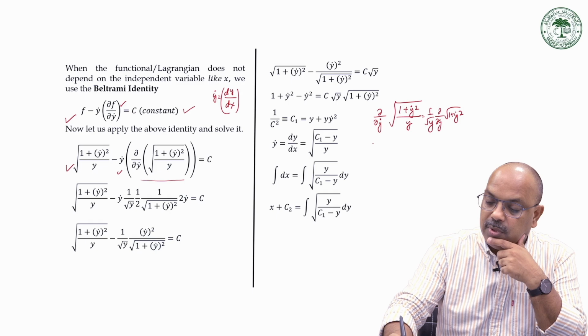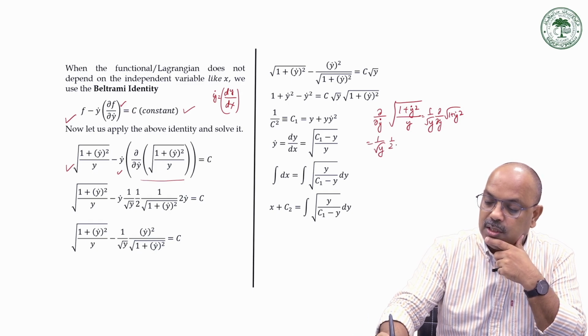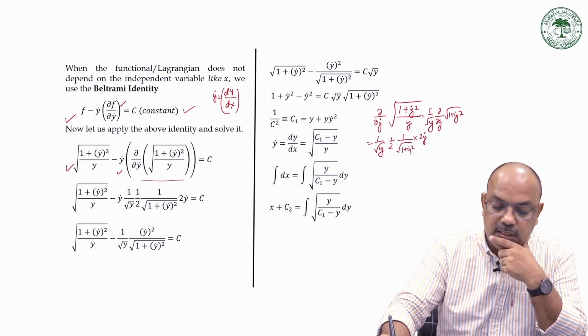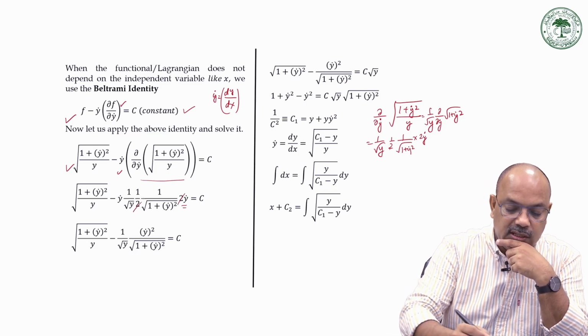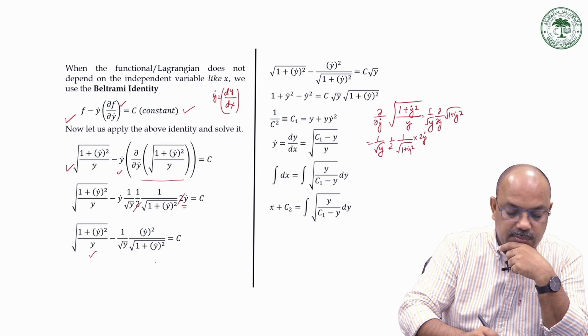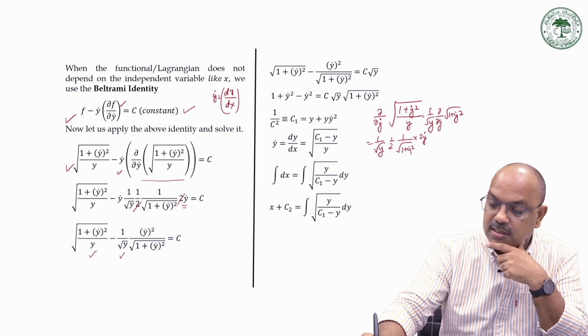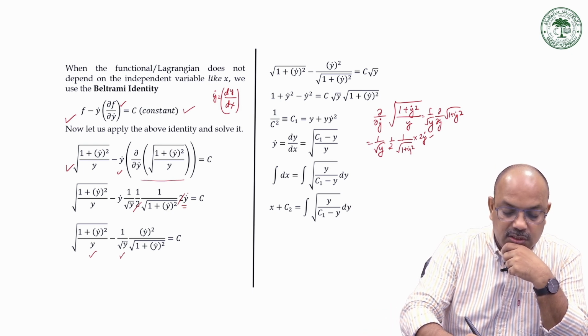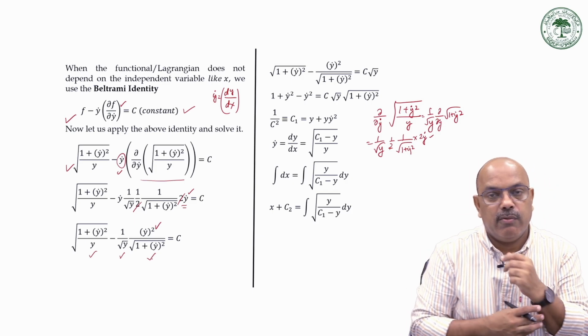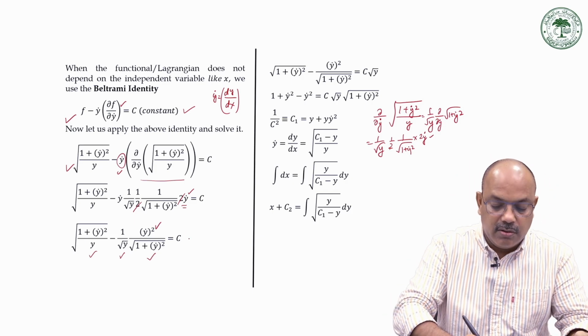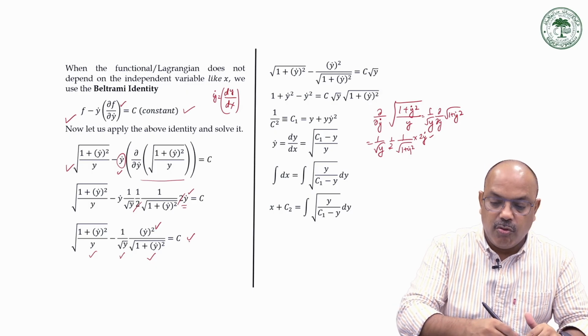So this is nothing but going to be 1 by under root y, and this is simply 1 by 2 root (1 plus y dot square) into twice y dot. So the 2 will cancel out, and this is the same as 1 by y as I have calculated outside. So this y dot and the earlier y dot becomes y dot square, and then you have 1 plus y dot square equal to a constant.